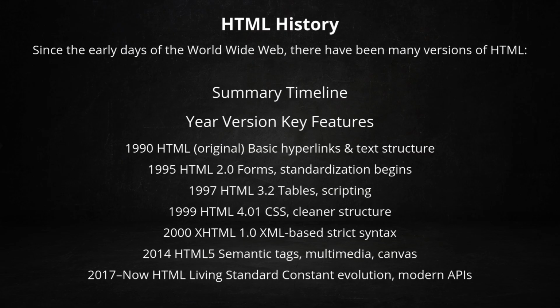1999, HTML 4.01, CSS, cleaner structure. 2000, XHTML 1.0, XML-based strict syntax. 2014, HTML5, semantic tags, multimedia, canvas. 2017 to now, HTML Living Standard, constant evolution, modern APIs.